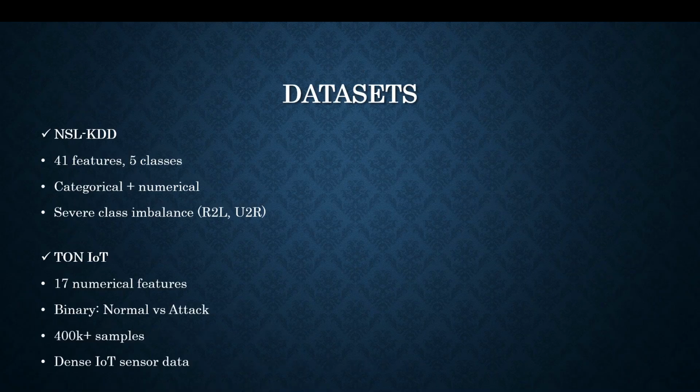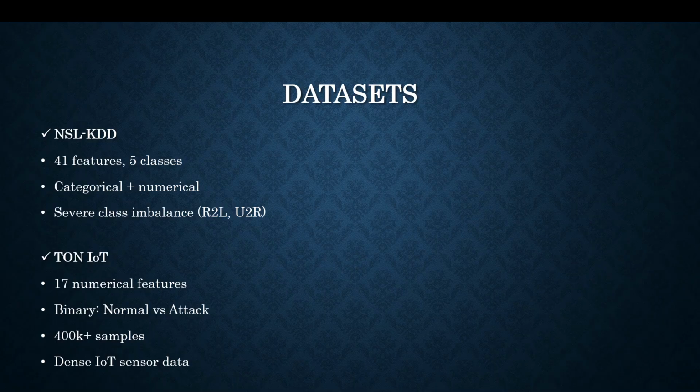Here I have used two datasets that are widely used in intrusion detection research. The first one is NSL-KDD. It has 41 features and 5 categories: denial of service, probe, remote to local, user to root, and normal traffic. The NSL-KDD dataset has both categorical and numerical features. One of the biggest challenges I faced was the extreme imbalance. Remote to local and user to root appear in very small numbers, which makes them very hard to classify.